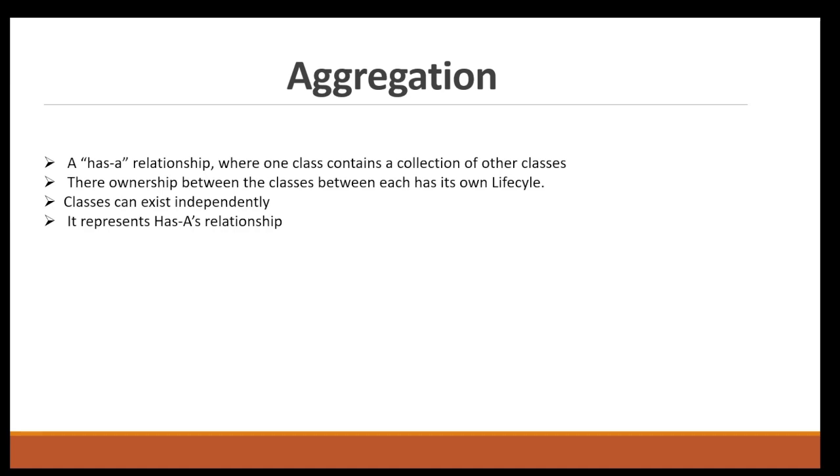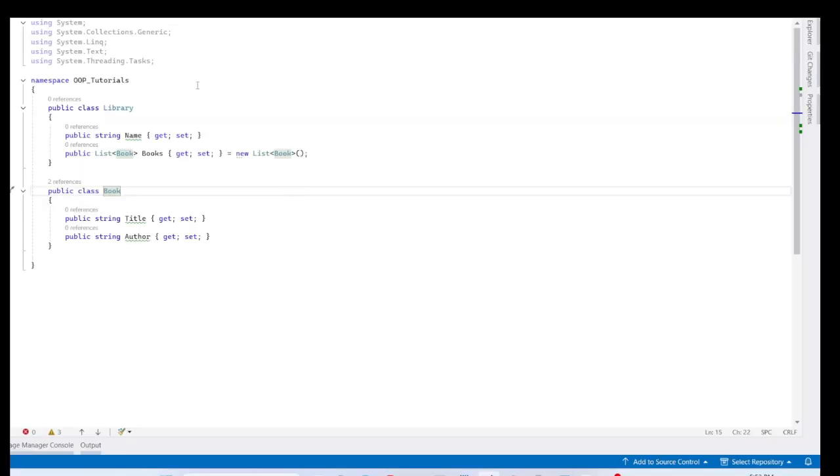Let's use an example in code. Here we have library and book classes. A library has multiple books, right? But the books don't need the library to exist. They are separate entities. The library class contains a collection of book objects, but if the library object is destroyed, the book objects aren't destroyed along with it. This is aggregation because the library aggregates books, but a book can exist independently of the library.